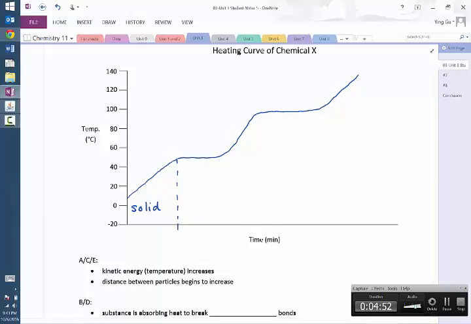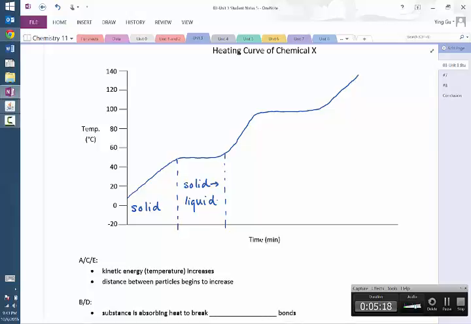Okay. Now the plateau is where we have a phase transition. This is where our solid is transitioning into a liquid. Okay? And when substances do that, when they undergo a phase change, the temperature we find actually starts to plateau out. Now, why is that?